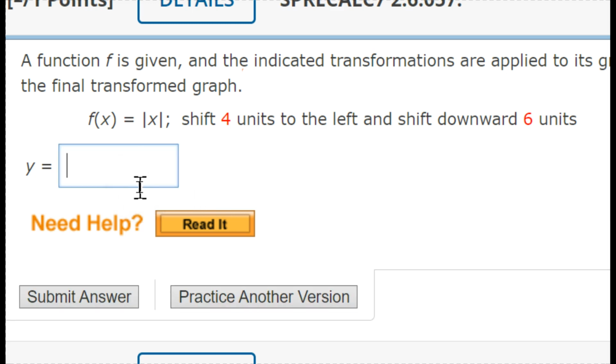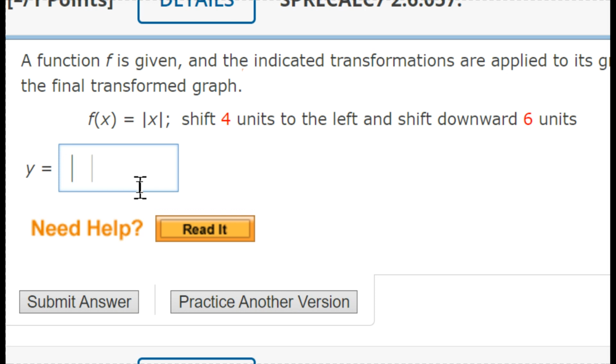Shift this 4 units to the left. And then downward 6 units. Well, there's my down 6. And then 4 units to the left. There we are.